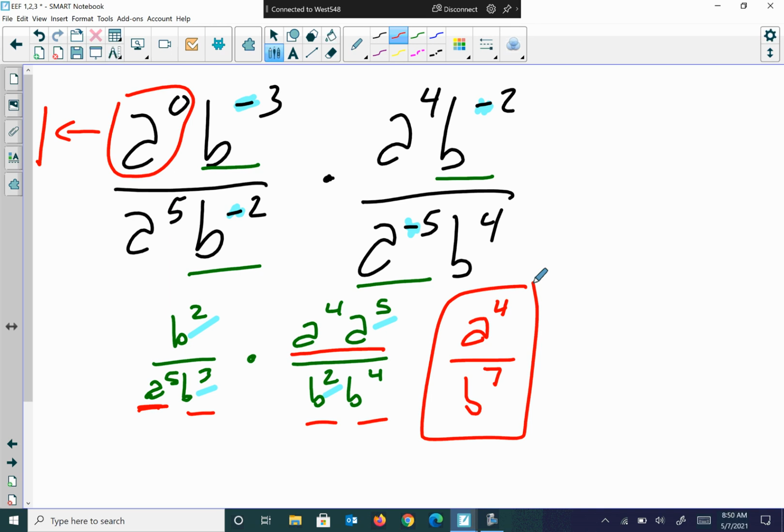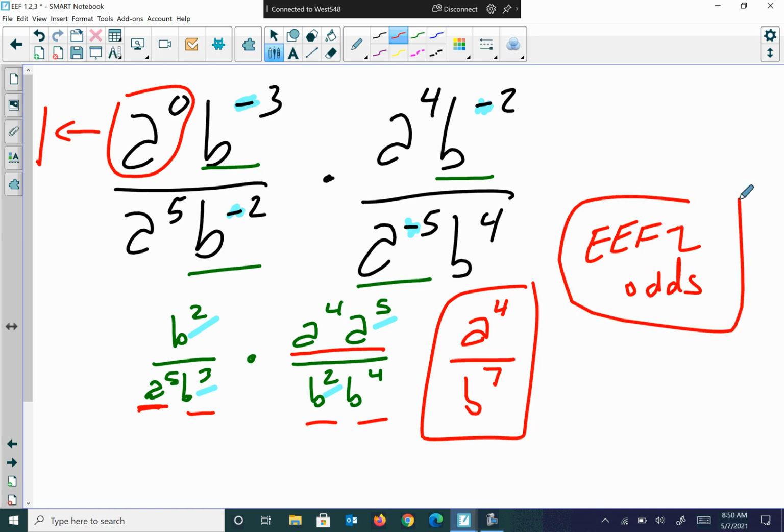All right, friends. You have the rest of the period to work on this, which is plenty of time. EEF number 2. And we're going to do the odds. Yes, you can come take a picture of it. It's right here and then the back side.